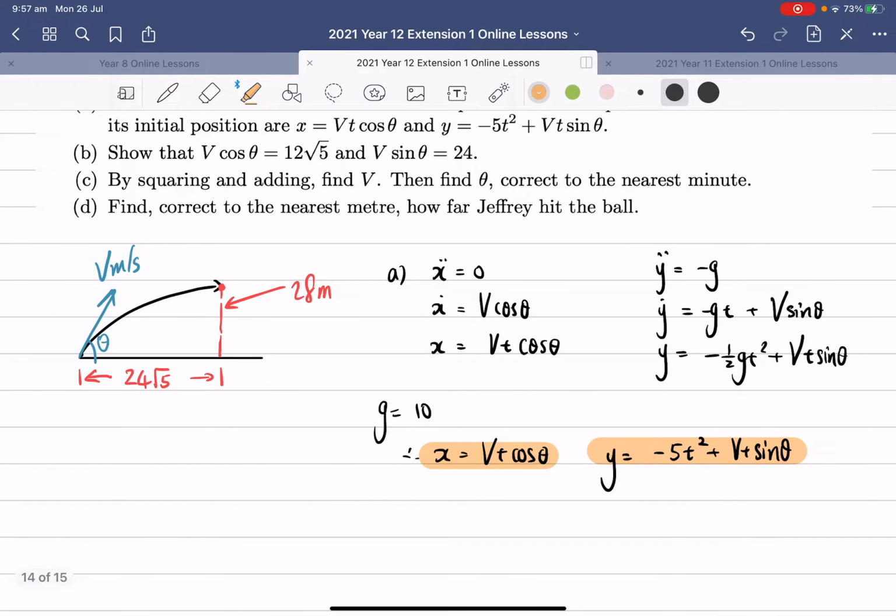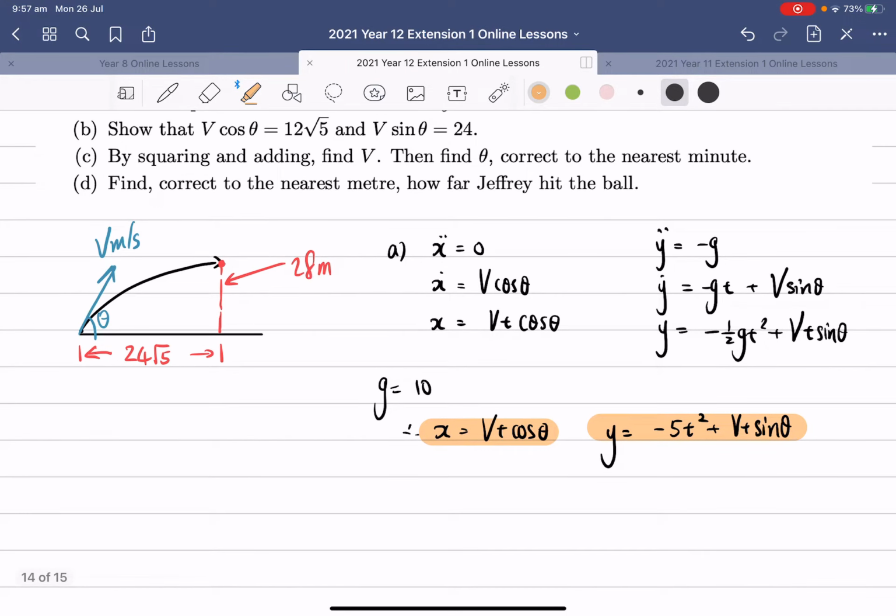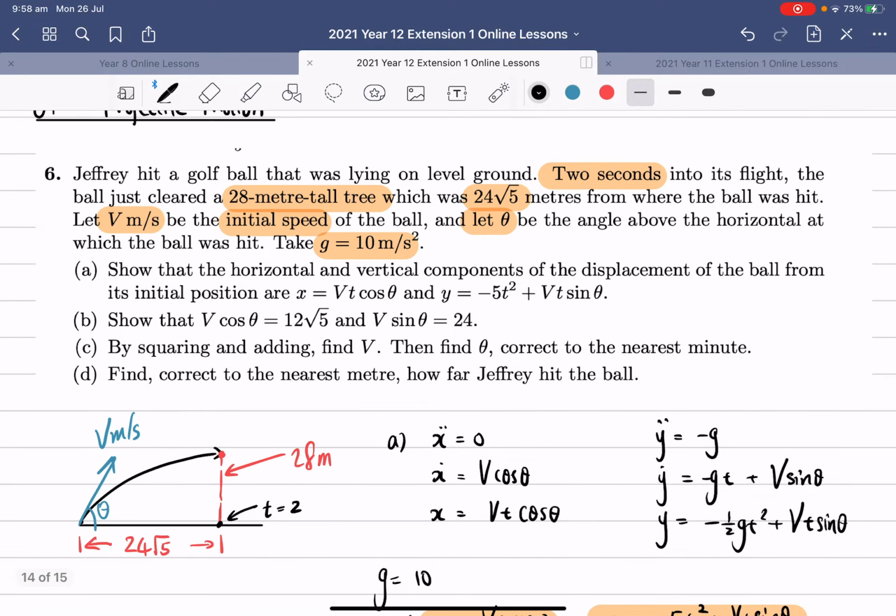Once we have that, now we should be able to start to show V cosine theta is equal to that, and V sine theta is equal to 24. So how would you show this? We've got these two, but we're missing x and y. We know t equals 2, so there is no t in the expression, as you can see. That's pretty easy. At this point, time is equal to 2 seconds.